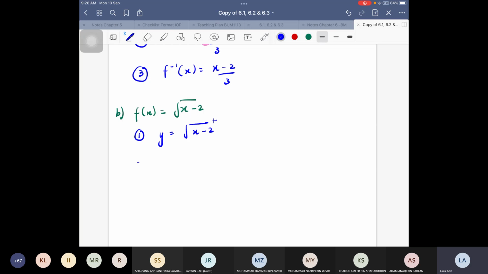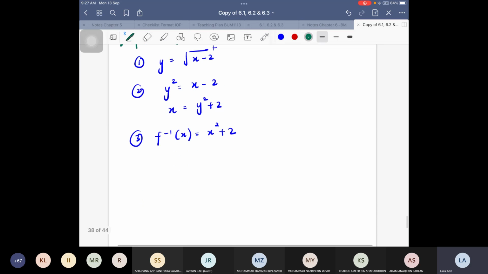So dia akan jadi, okay, step nombor 2. So y square adalah sama dengan x tolak 2. So x adalah bersamaan dengan y square tambah 2. So ni adalah step nombor 2. Okay, step nombor 3 adalah, so ubah saja y tu. So letak dia dalam bentuk x. So dia akan jadi x square tambah 2. So ni adalah kita punya jawapan. That's it. Okay. And nombor 3 dia berbeza sikit for C.